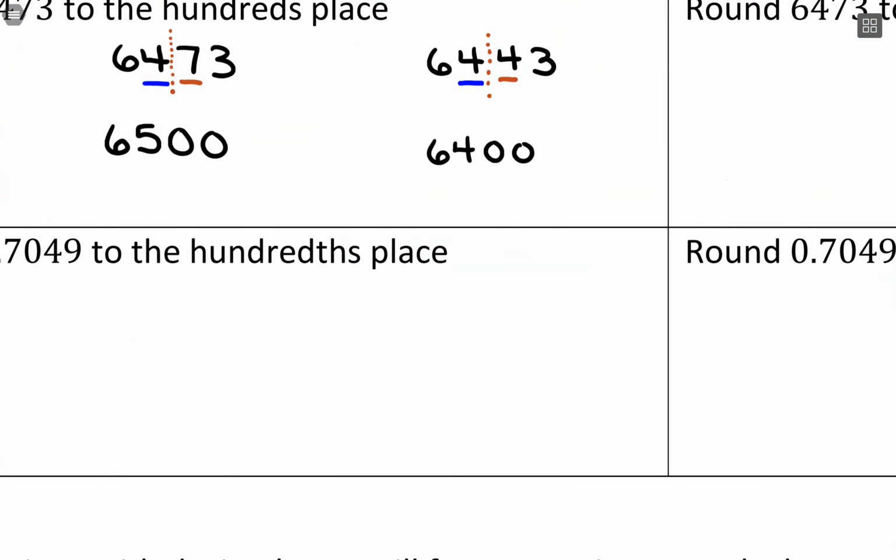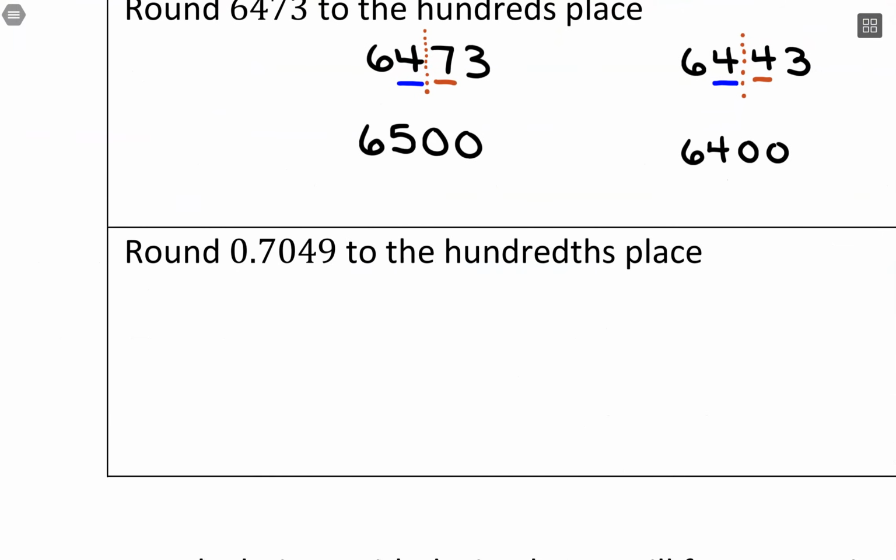So, same idea with decimals. So we have this 0.7049, and I want to round to the hundredths place. So we have tenths, hundredths. So I want to round to right there, and I need to look to the right to see, are we rounding up or down? So because that's a 4, we're going to round down. So what that means is that we'll have a 0.7, and then the 0 just stays the same as 0, and we leave it like that.